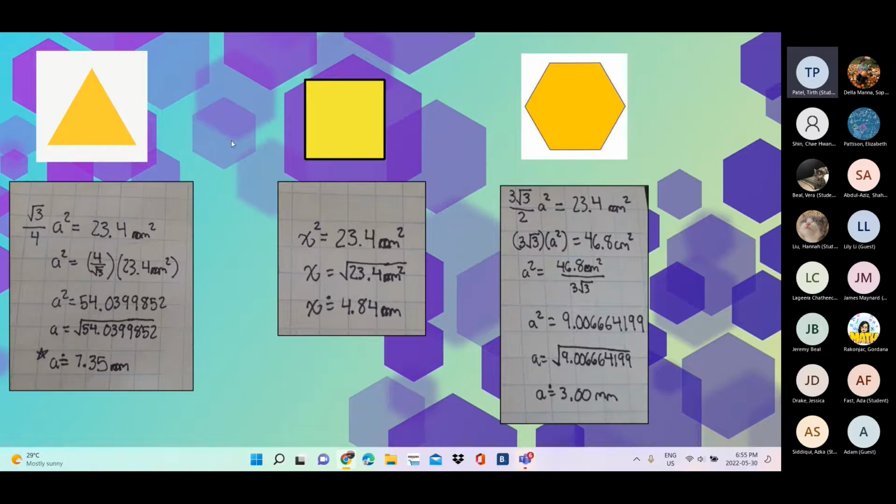But if you notice, when you add up the perimeter of each of these shapes, the triangle overall has a perimeter of 22.05 millimeters, as you multiply 7.35 by 3 because it has three sides. The square would have a perimeter of 19.36 millimeters, and the hexagon would have the least, at 18.00 millimeters. This proves, again, the honeycomb conjecture: the hexagon has the least amount of perimeter with the same amount of area.